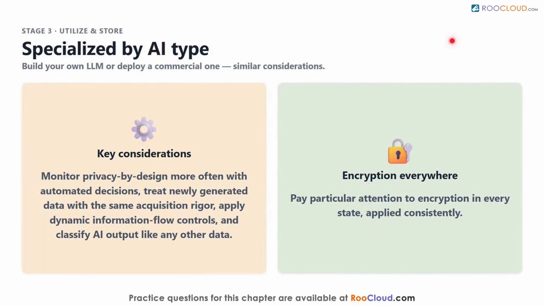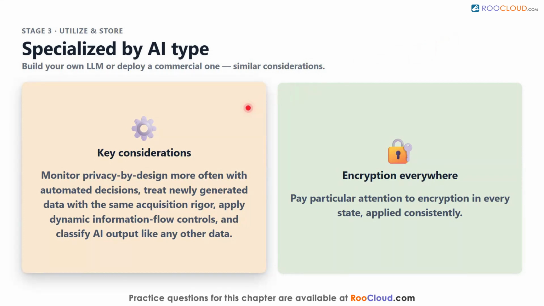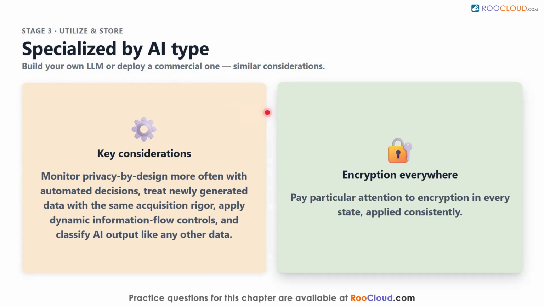The third stage is data utilization and storage, which gets more specialized depending on the type of AI. Whether building your own large language model or deploying a commercial one, similar security considerations apply. These include monitoring privacy by design more frequently with automated decision-making, treating any newly generated data with the same acquisition rigor, applying dynamic information flow controls that adapt to the threat environment, and classifying AI-generated output just like any other data. Throughout, pay particular attention to encryption in every state, applied consistently.